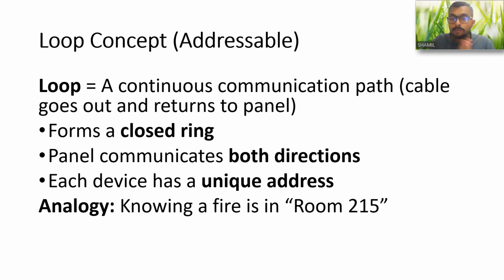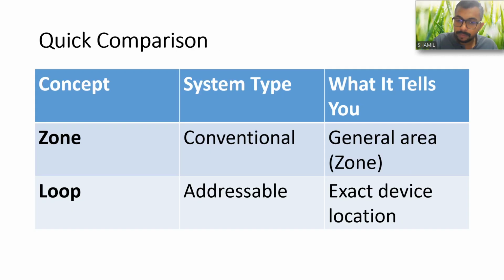Either direction will work, and each device in the addressable panel has a unique address. If there is a fire in a particular location, that particular device will be activated, and that device number or address will be shown on the panel. This is the concept of the loop in addressable fire alarm systems.